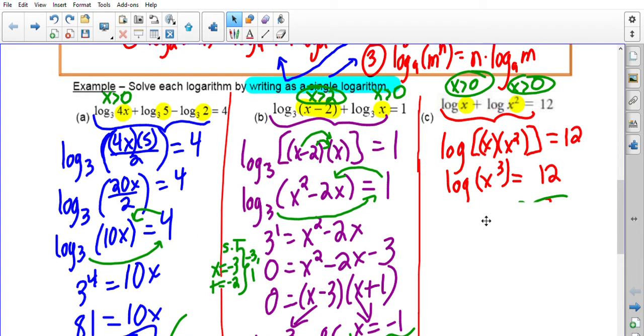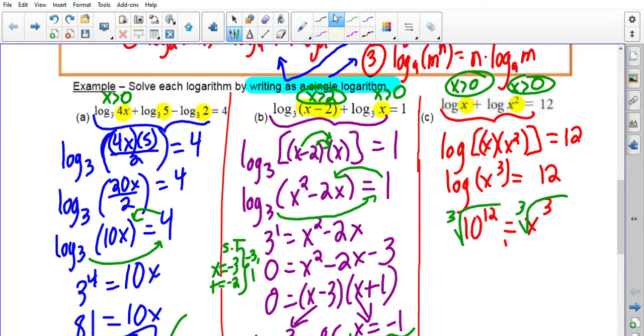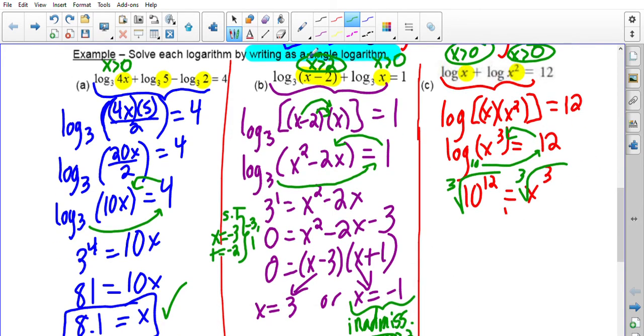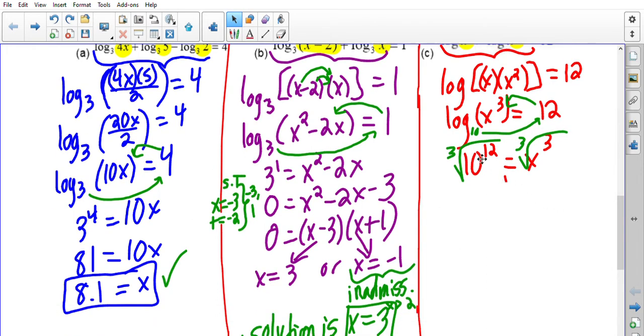And now we are going to convert to exponential form. So we do our wraparound method. There's an imaginary 10 here. So 10 to the 12 is equal to x cubed. So over here, we need to get rid of the x cubed, so we have to take the cube root of both sides, or the same thing as raising it to the 1/3. It means the exact same thing. Whatever you do to one side, you do to the other.